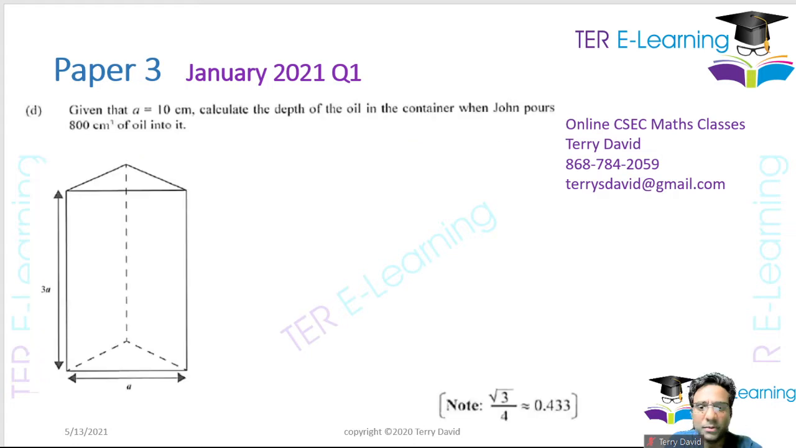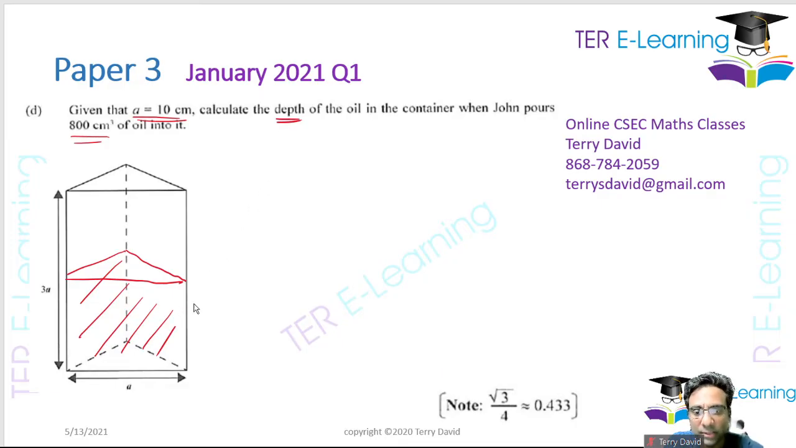What else do they want now? So they said given that A is 10 centimeters, so they're giving us a value for A. Calculate the depth of the oil in the container when John pours 800 cm cube of oil into it. So essentially what's happening here, you're going to pour oil into the container, so the container is being filled with some oil, right? And the question is asking, what is the depth of this oil? So the depth of this oil here is this distance that they want to find. So that's my depth of the oil that we're trying to work out here, right?